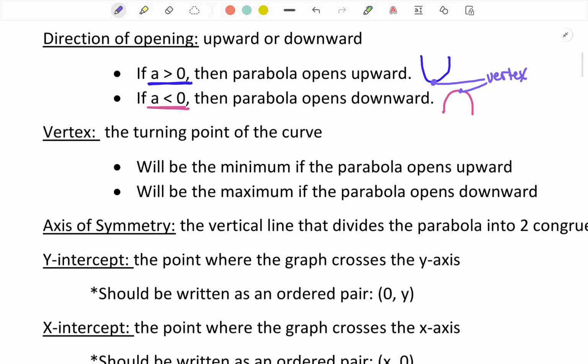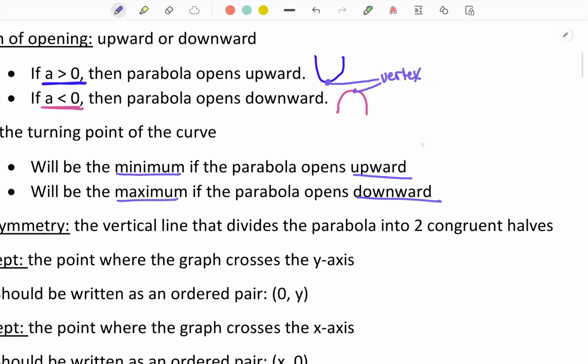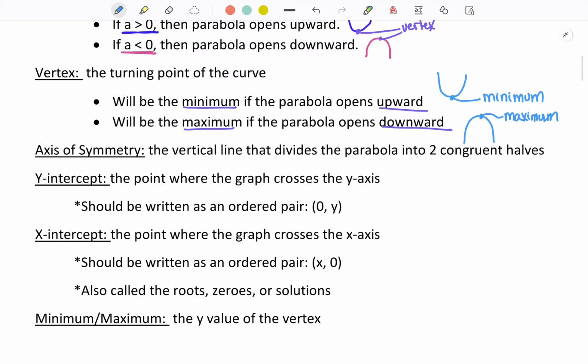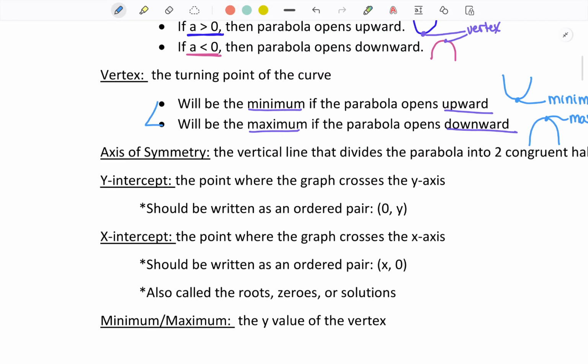So if you open upward, you have a minimum. And if you open downward, you have a maximum. So if we think about that for a second, if you open upward, that vertex is going to be the lowest point possible, so it should be your minimum. And then if you open downward, that vertex should be the maximum. So we usually express these as the y-coordinate of the vertex.